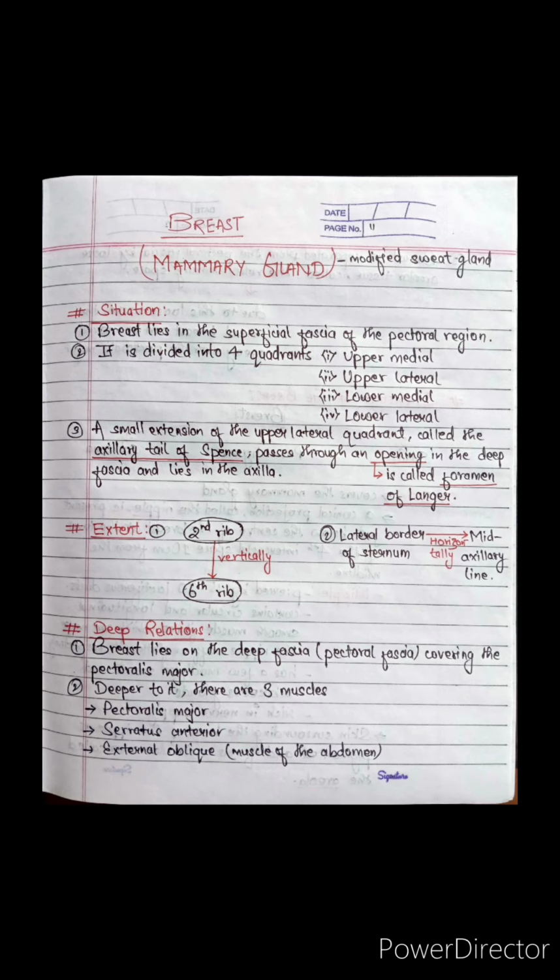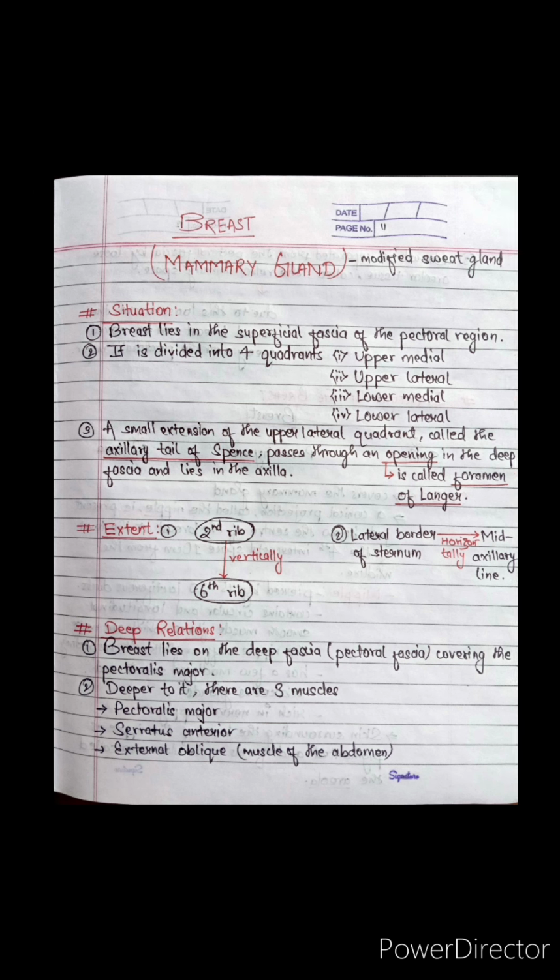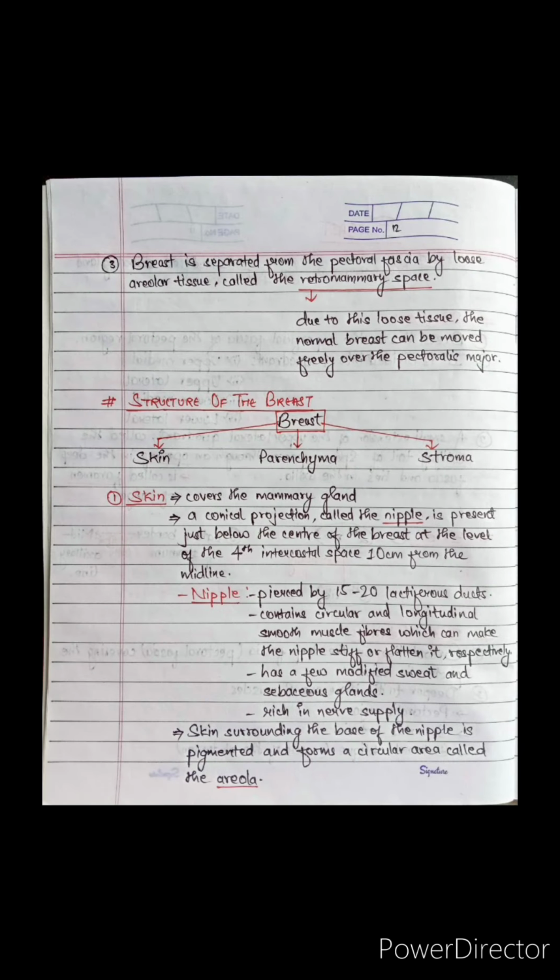So breast lies on the deep fascia, also known as pectoral fascia, covering the pectoralis major muscle. Deeper to it there are three muscles: pectoralis major, serratus anterior and external oblique, which is the muscle of the abdomen. Breast is separated from the pectoral fascia by loose areolar tissue, also known as retromammary space. Due to this loose tissue, the normal breast can be moved freely over the pectoralis major muscle.